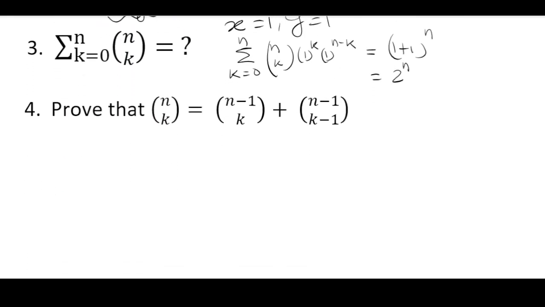Finally, we have to prove this result that n choose k is the same as n minus 1 choose k plus n minus 1 choose k minus 1. So this we have to prove. Let's try to prove this one also, or I can leave it to you. I want you to use the binomial theorem and verify this one. Using the binomial theorem, try to prove this one.